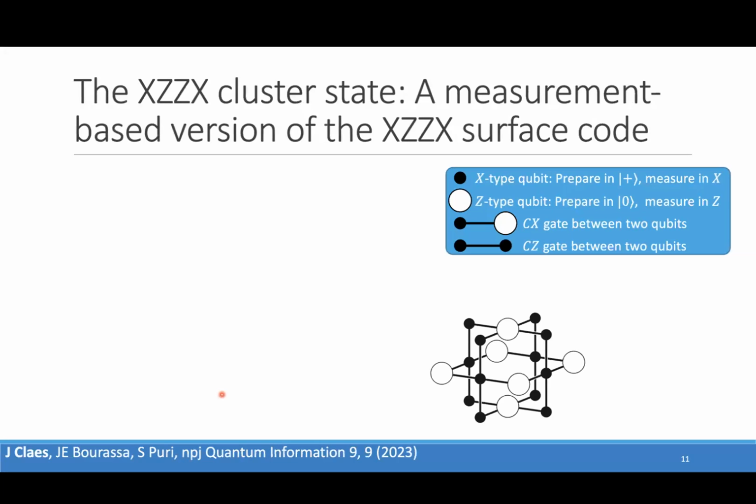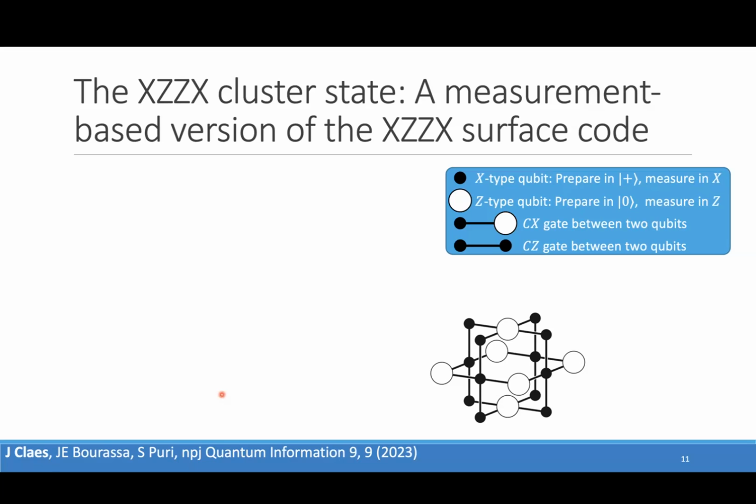I want to pause here and just introduce the idea of measurement-based quantum computation. Measurement-based quantum computation is built around this idea of a cluster state. And cluster states, we draw them using sticks and balls. A filled ball is an X-type qubit. What that means is it's a qubit that's prepared in the plus state. And if we ever measure it, we measure it in the X basis. An open ball is a Z-type qubit. So we prepare it in 0, we measure it in Z.